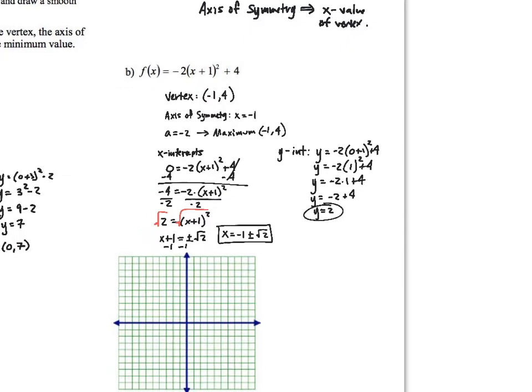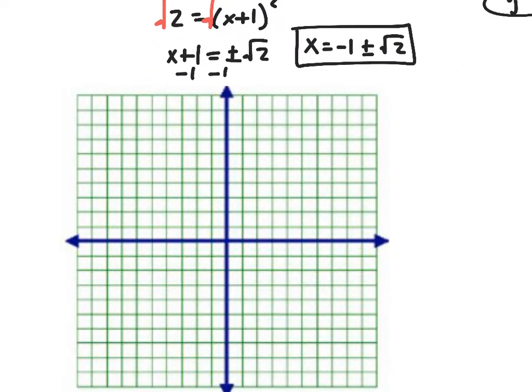So let's go ahead and plot our vertex at -1, 4. So -1, 1, 2, 3, 4. Okay, y-intercept at 0, 2. Let's go ahead and add in our axis of symmetry here. And because this point is 1 unit away from my axis of symmetry, I'm going to have it go down like this, and then down like this, okay?